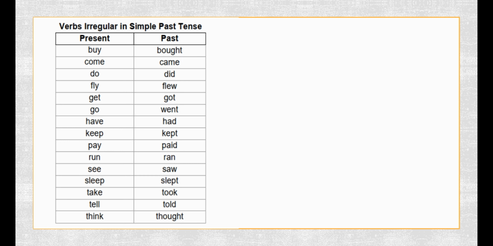Here are some examples of verbs having the irregular form in the simple past tense. Can you read them together? Buy, bought. Come, came. Do, did. Fly, flew. Get, got. Go, went. Have, had. Keep, kept. Pay, paid. Run, ran. See, saw. Sleep, slept. Take, took. Tell, told. Think, thought.